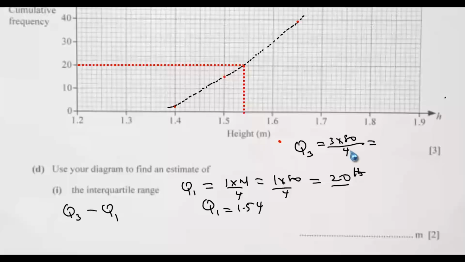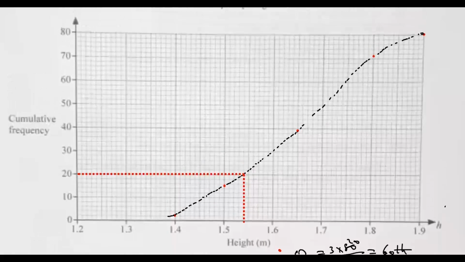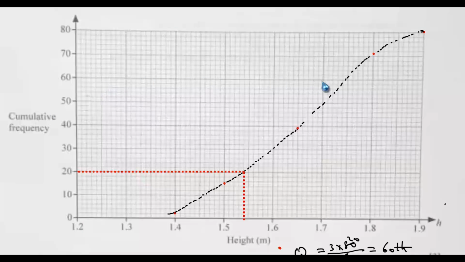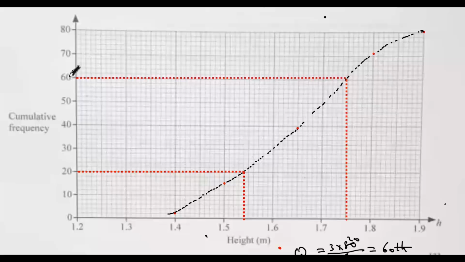So if you do this, 4 here 1, 4 here 20, 3 times 20, that is the 60th position. So I will go up to the 60th position here and trace it down here, just like what I did for this. I have also traced the 60th position to the curve, and I traced it to the corresponding height, and it is here. That is 1.75.